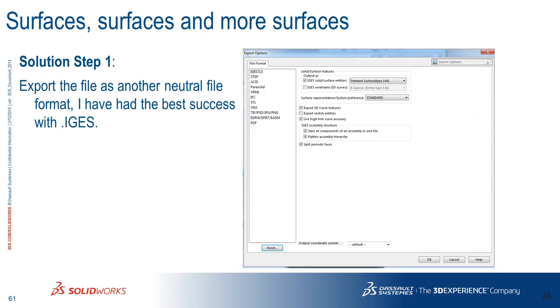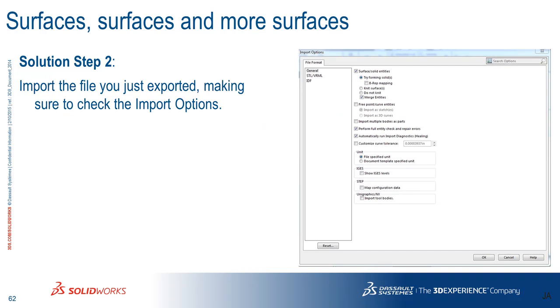How can we get around this? Pretty easy. We're going to export that file as another neutral file format. Step, IGES, Parasolid, once again, any of the neutral file formats. I had good success with IGES. Every file is a little bit different. It acts a little bit different is what I found with this. Then we can import the file that we just exported, making sure to check the import options when we bring that in. One of the things I always like to point out in here is there is an option for perform full entity check and repair errors. That's the key right there.